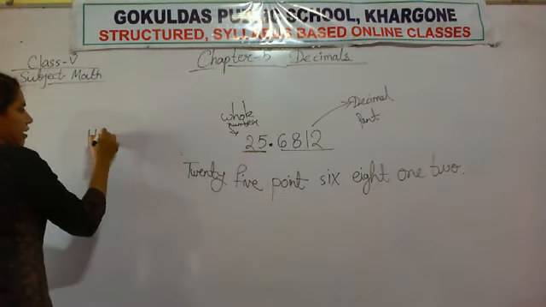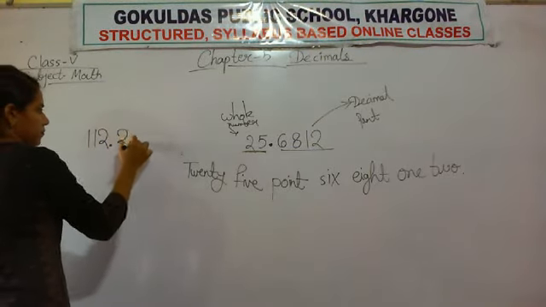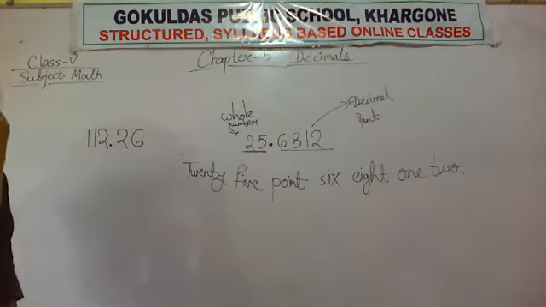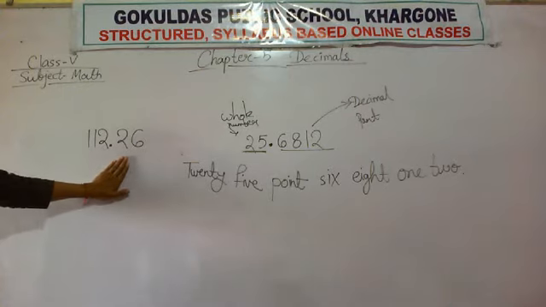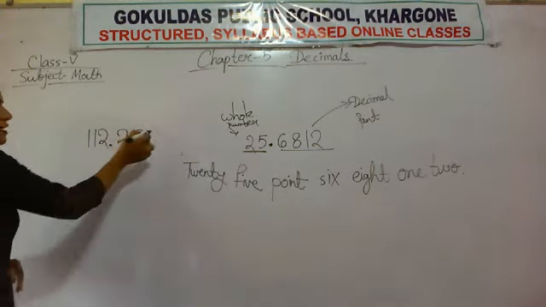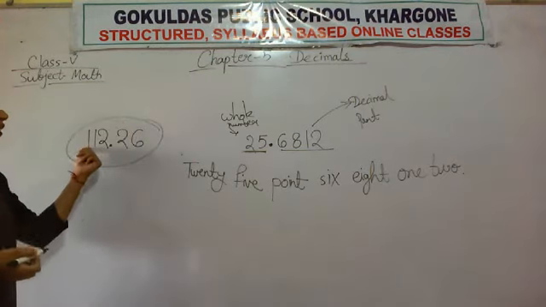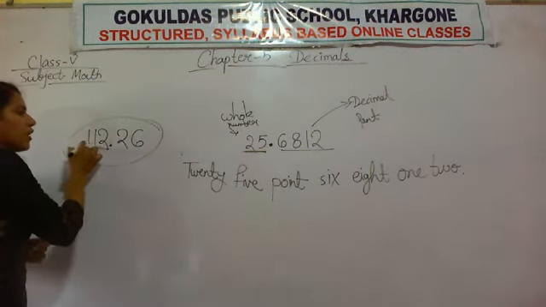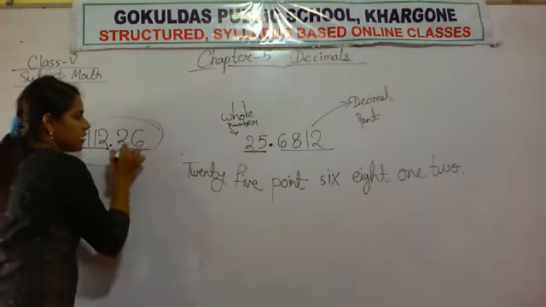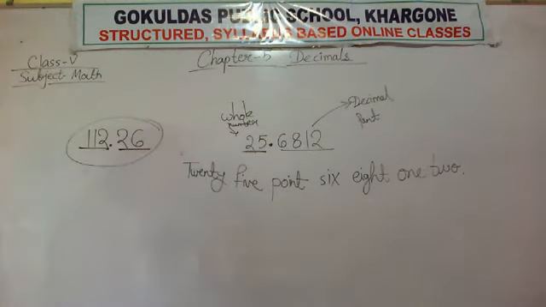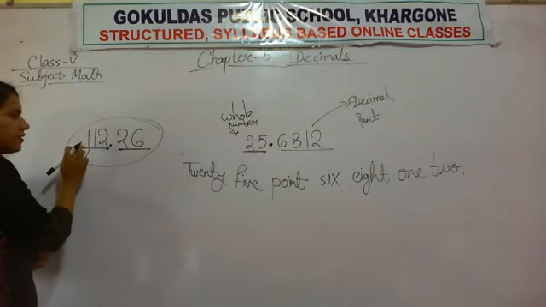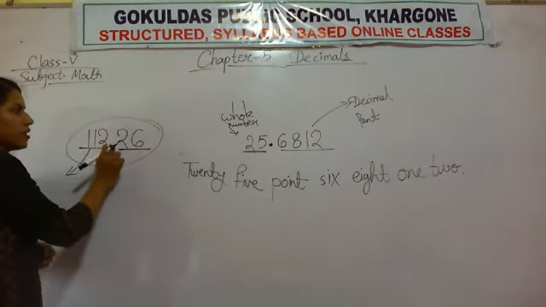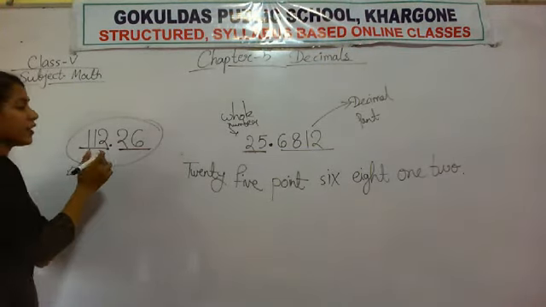Suppose I have a number 112.26. Reading the decimal part together is the wrong way of reading a decimal number. It is a decimal number, right? Here 112 is the whole number and this 2 and 6 is the decimal part. So how will I read? I will read the whole number together, that is 112. This is decimal, so don't forget to read this.